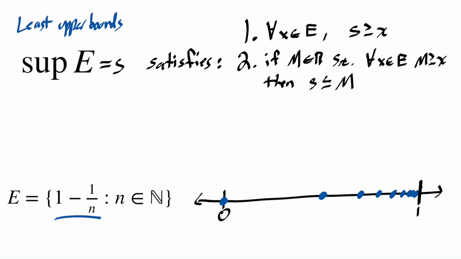So what did I say with these two phrases? The first phrase I said is s is an upper bound, and second I said if you have any other upper bound like m, that upper bound has to be bigger than s. So if it satisfies these two properties, that makes it a sup. And so we can see from this example right here that the sup of E here needs to be the number 1.